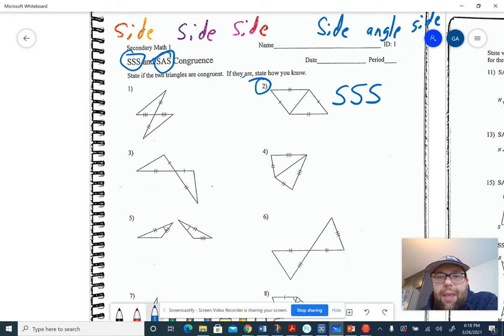Okay? Same idea with number 4 here. I've got a couple of sides that have the 2 ticks. I have a couple of sides that have the 3 ticks. And then they share the same side right there. So that is also side, side, side. Okay.